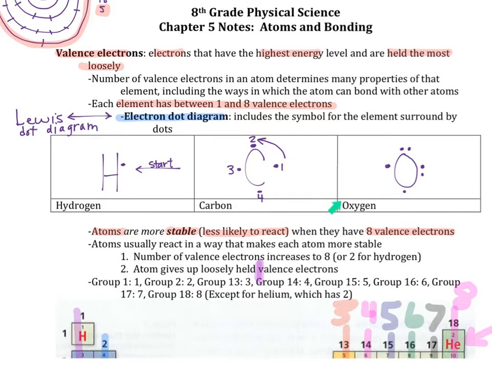Finally, oxygen has 6 valence electrons. We would begin here, putting 1 here, 1 here, 1 here, 1 here, and then we continue the process again, a second round, meaning that now we have a total of 6.